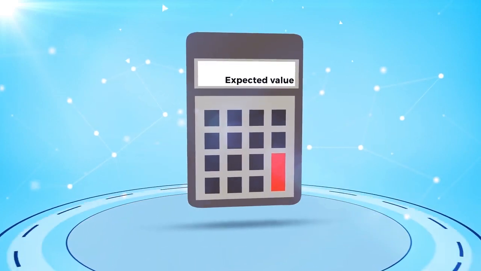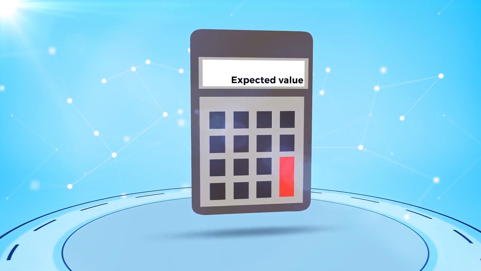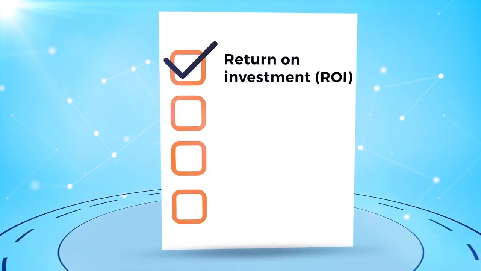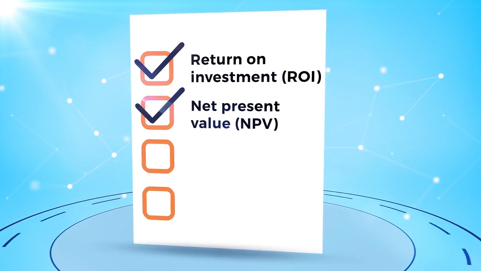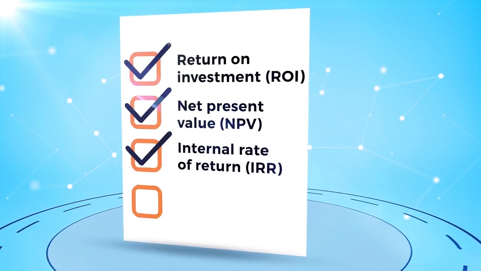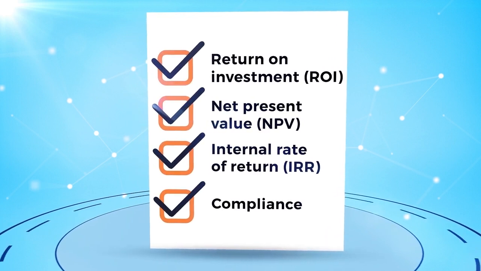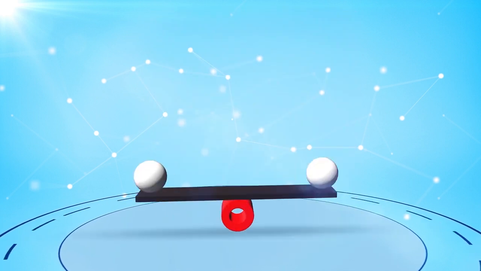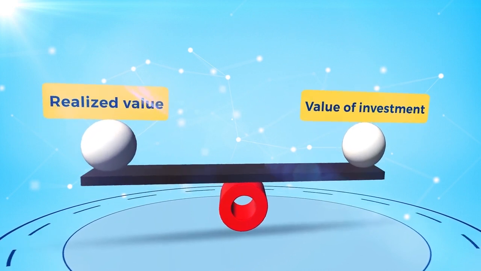There are a number of ways to calculate the expected value that a project might generate for us. You could look at return on investment, or ROI, net present value, or NPV, internal rate of return, or IRR, and compliance. ROI compares the values a project realized to the value of the investment put into it.